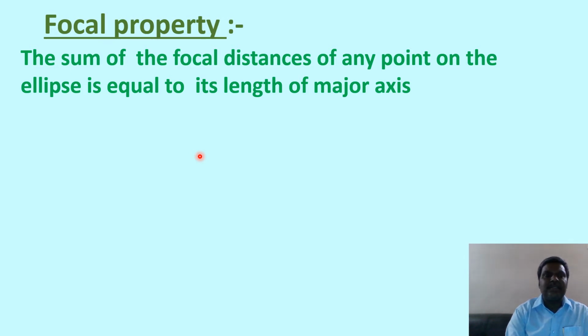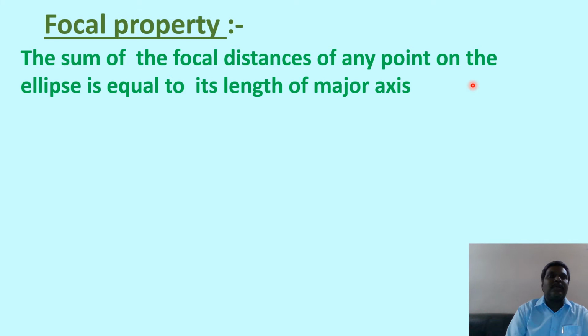So, what is focal distance? The focal distance of a point means the distance from a focus to any point on the ellipse. That is called the focal distance of a point on the ellipse. There are two foci to the ellipse, so there exist two focal distances for every point on the ellipse. Their sum is always equal to a constant, that is equal to the length of the major axis.